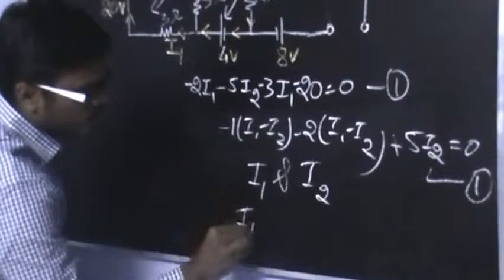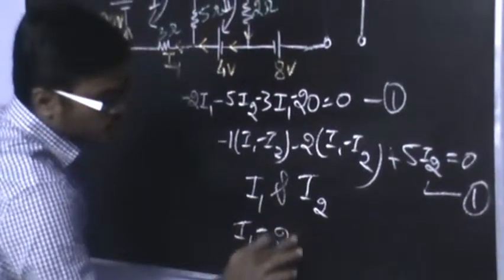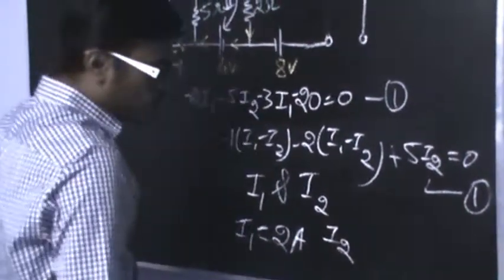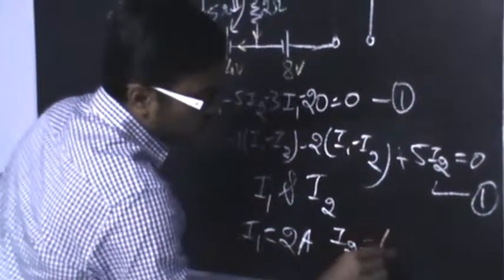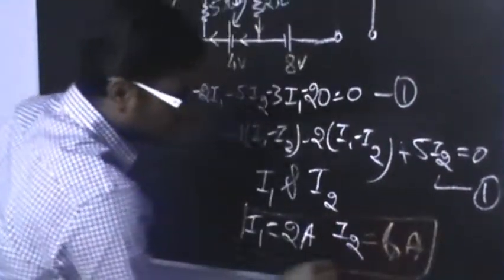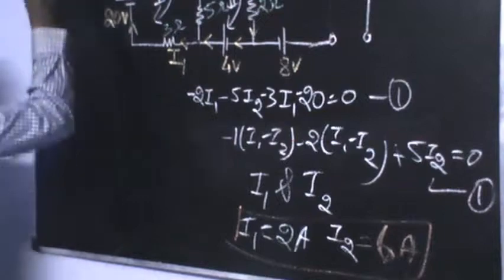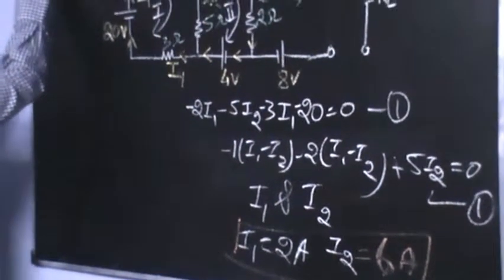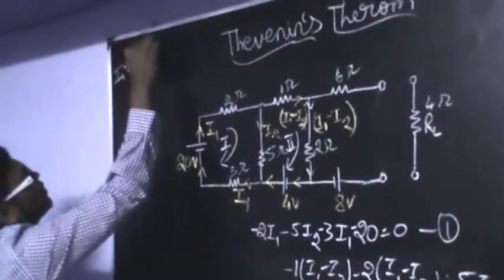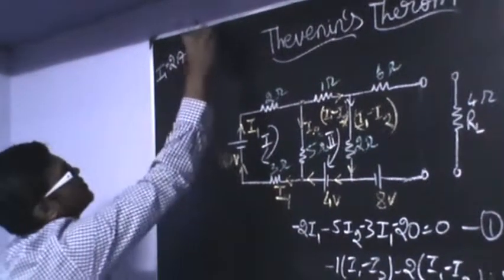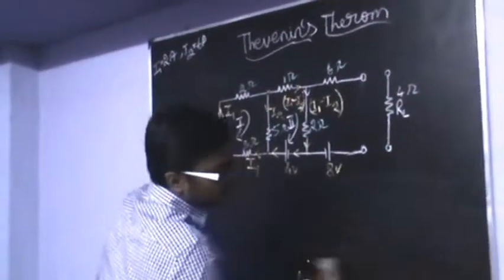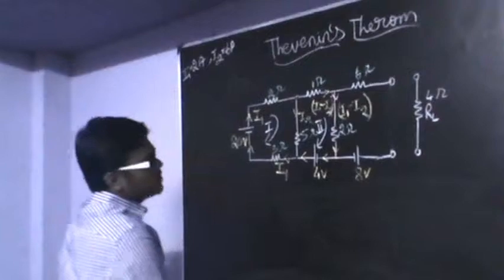Let me assume that the value of I1 is equal to 2 ampere, and the value of I2 is equal to 6 ampere. So I have got the I1 and I2 values. Let me note them down at the side so that it will be useful for me. I1 is equal to 2 ampere and I2 is equal to 6 ampere. So we have finished our third step. What is my fourth step?